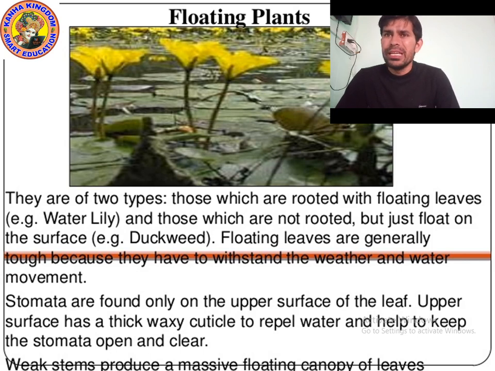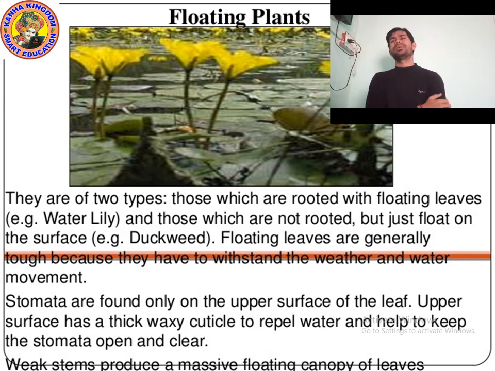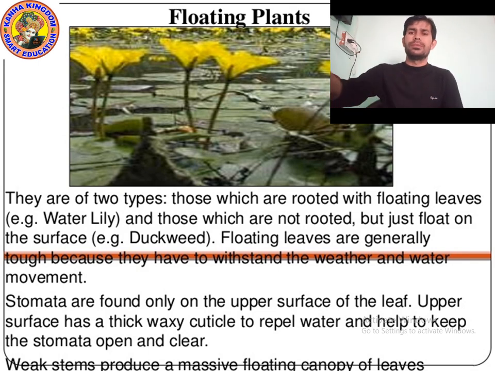They have a weak stem, so it makes a canopy of leaves. Remember, most of the plants of water have a weak stem, and they have a waxy surface. Stomata are found on the upper surface. So remember, guys, there are two types of floating plants: rooted with floating leaves and not rooted with floating leaves. Okay, I hope you understood. Now let's move on to the next point.